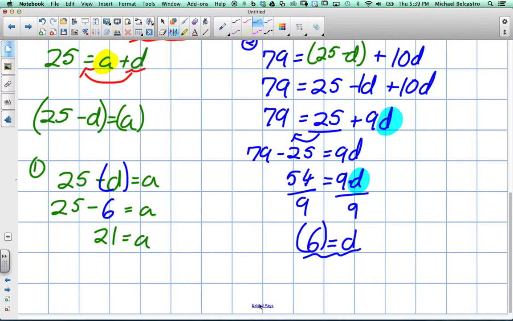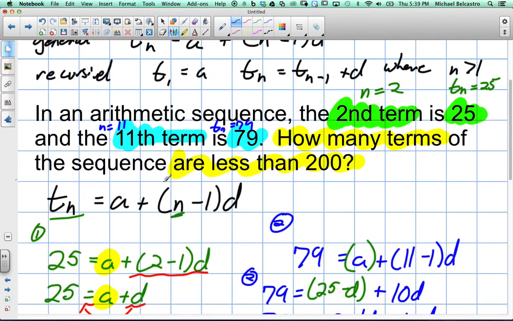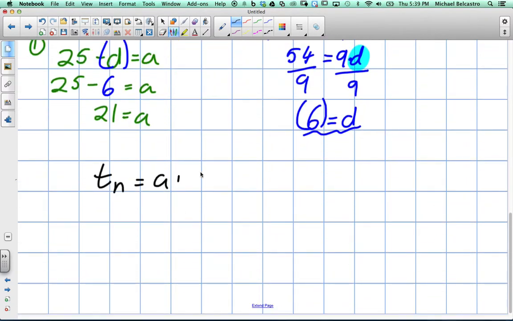So this is really important. Our formula stated that Tn is equal to a, recall, plus our n minus 1, times d. We now have a whole bunch of the information. D equals 6. A equals 21. That's really important. Those are the most important stuff right now.